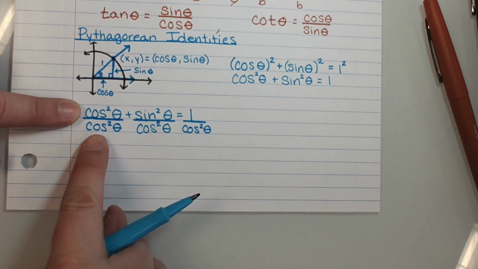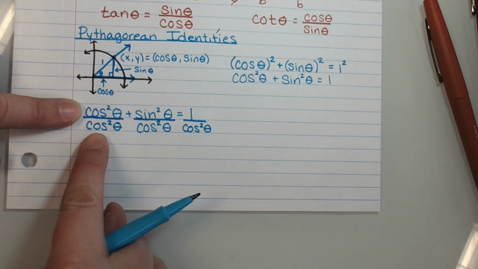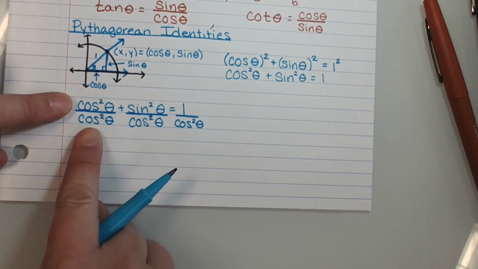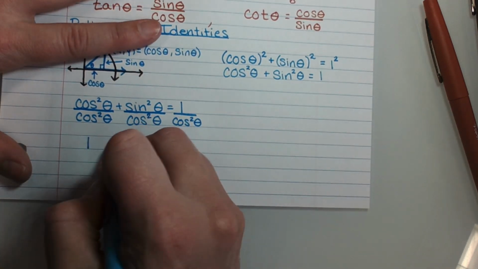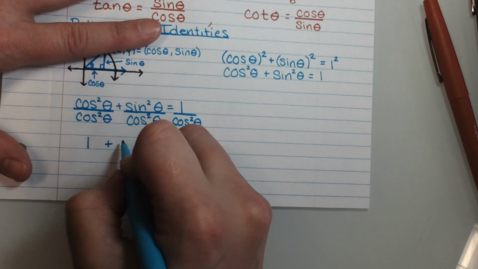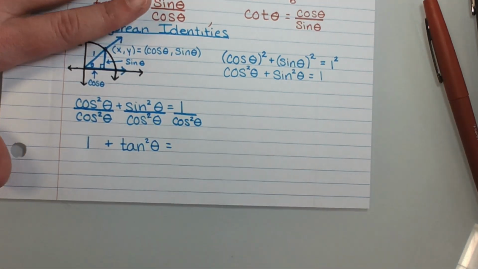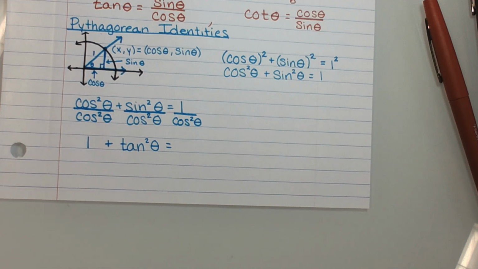What is cosine squared divided by cosine squared? They cancel, leaving me with what? 1. Because they're canceling by division, and when you divide, you cannot get 0 unless it's 0 divided by something. The sine squared divided by cosine squared: sine divided by cosine is tangent, which means sine squared divided by cosine squared is going to be tangent squared. And then I've got 1 divided by cosine squared.